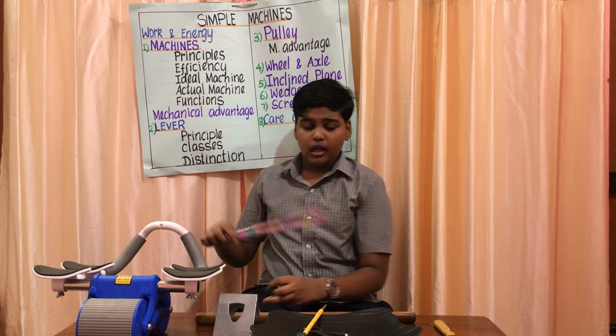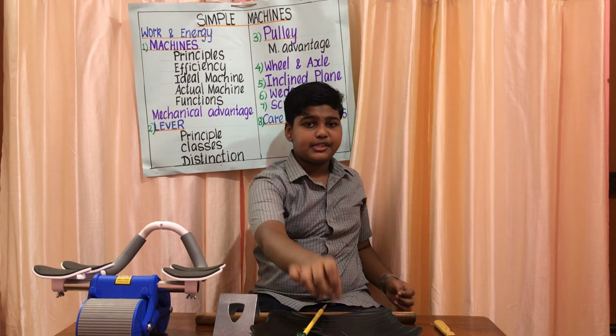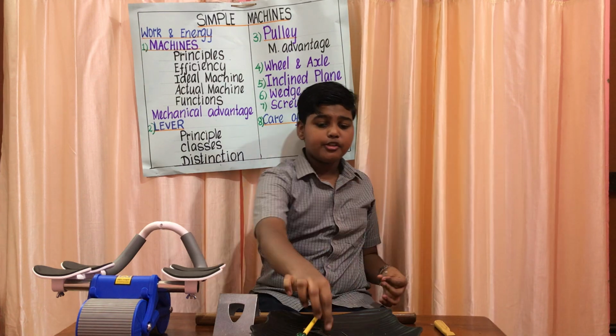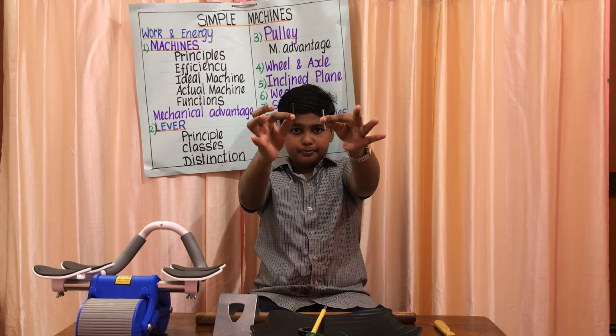Okay. The next is about the screw. So this is a screw. Understood, friends? So what do you think is a small difference between this iron nail and the screw?